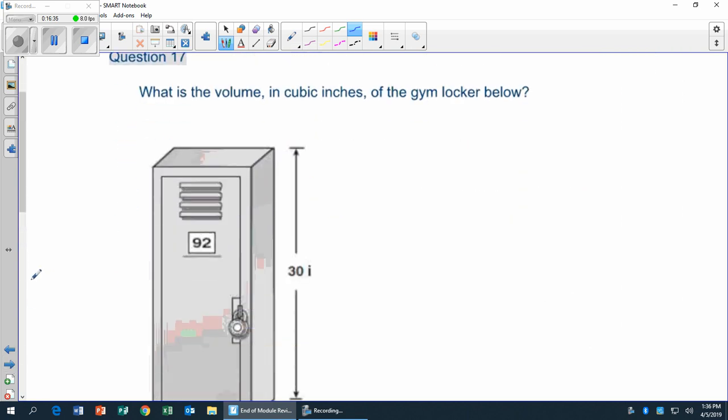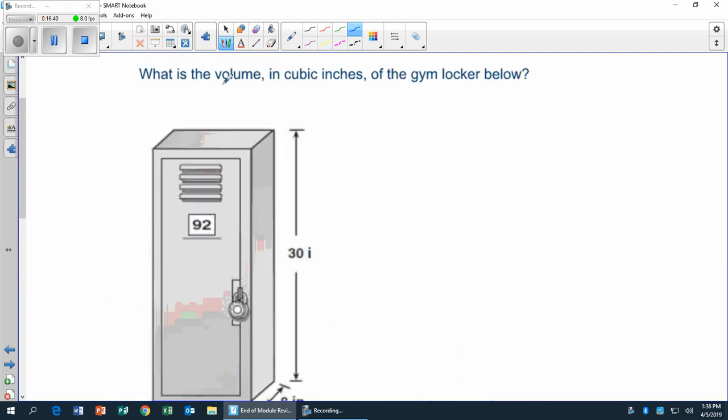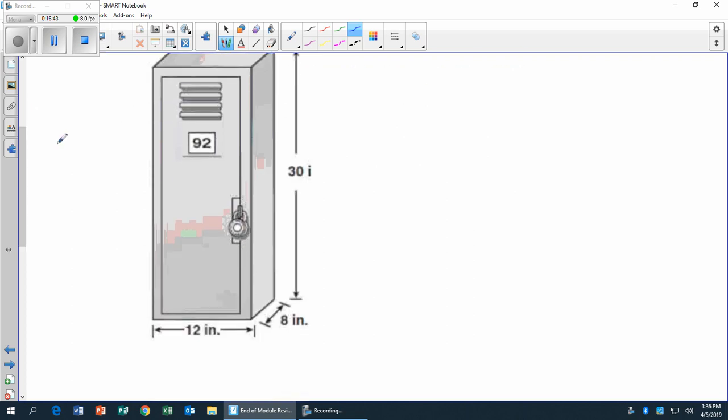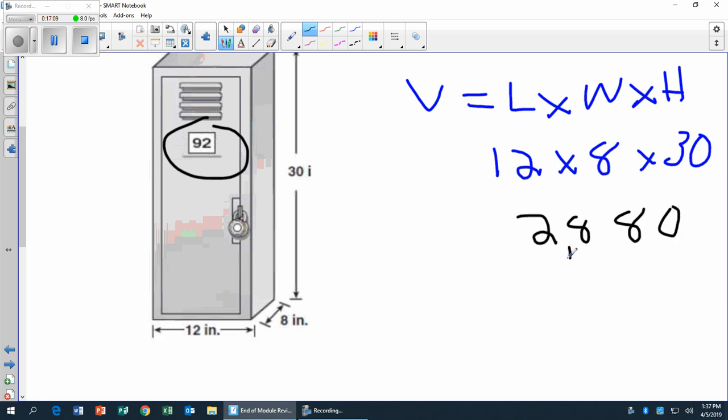Next, we have this locker, and we have all the numbers on there, and it says to find the volume. So we're going to do our usual volume equals length times width times height, and our length is 12, our width is 8, and our height is 30. This number in here is nothing, it's just the locker number. And 12 times 8 times 30, when I do the math out, I end up with 2,880 inches cubed.